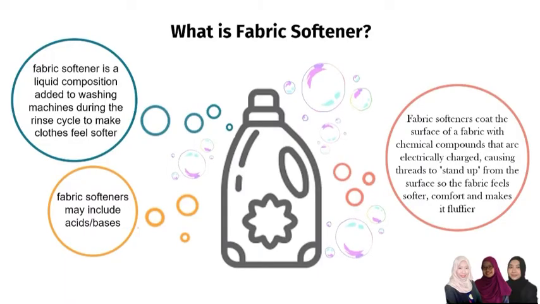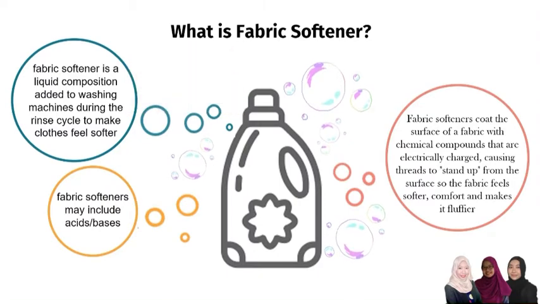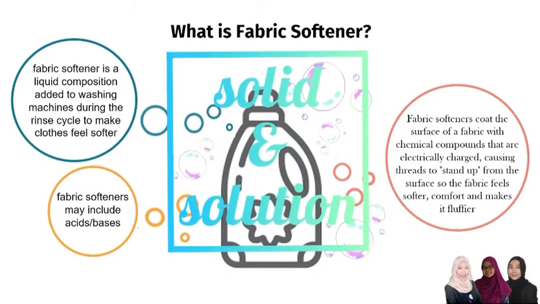First of all, do you know what fabric softener is? Fabric softener is a liquid composition added to the washing machine during the rinse cycle to make clothes feel softer. Many modern washing machines have a dispenser that adds liquid fabric softener automatically on the final rinse. Did you notice that fabric softener is available as a solution and as a solid? Yes, it comes as solid and solution.